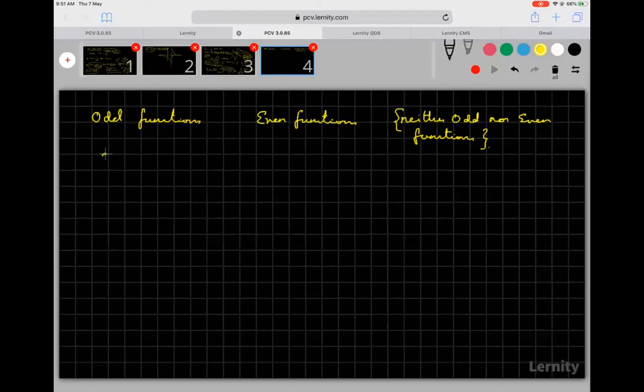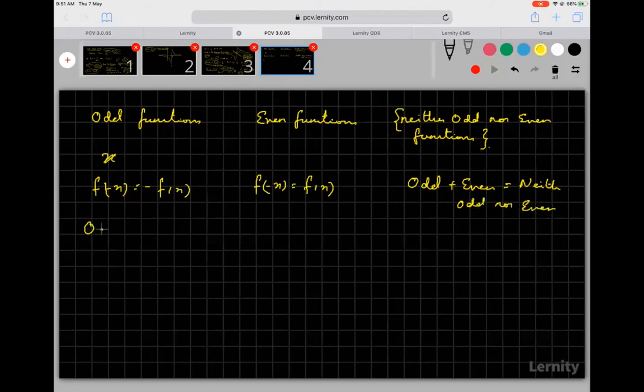So for an odd function, f of minus x is equal to minus f of x. For an even function, f of minus x is equal to f of x. The sum of odd plus even will give you neither odd nor even. Odd plus odd will give you odd. Even plus even will give you even. Okay.